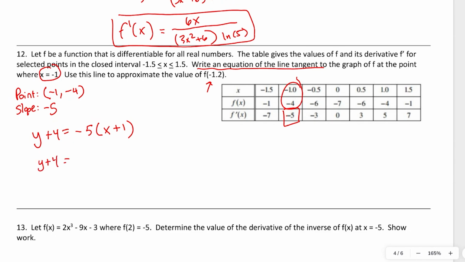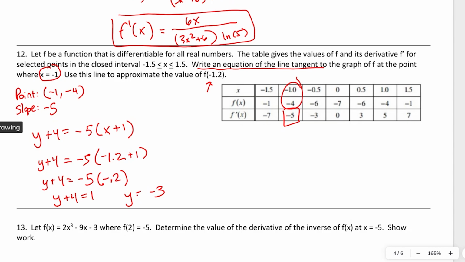So y plus 4 equals negative 5 times negative 1.2 plus 1. Negative 1.2 plus 1 is going to be negative 0.2. So we get y plus 4 equals negative 5 times negative 0.2. See, 5 times 2 is 10. So that means negative 5 times negative 0.2 is just 1. Y plus 4 is 1. And if I subtract 4 from both sides, I'm going to get y is approximately negative 3. So if I'm trying to be precise here, f of negative 1.2 we'll say is approximately negative 3.